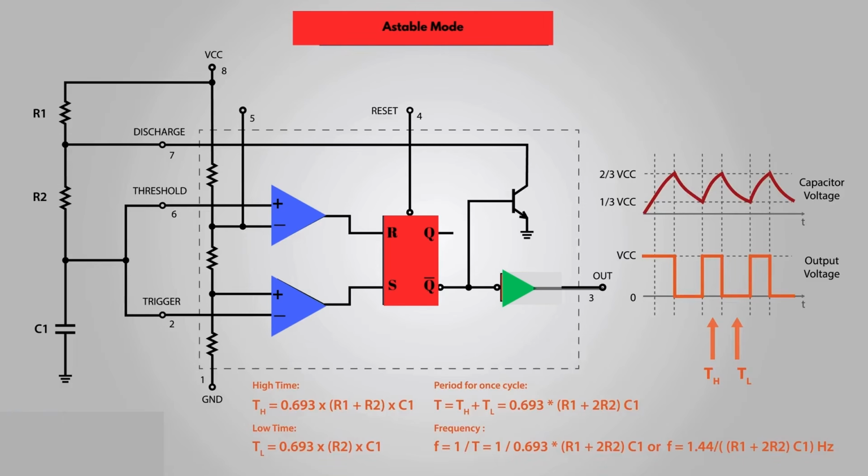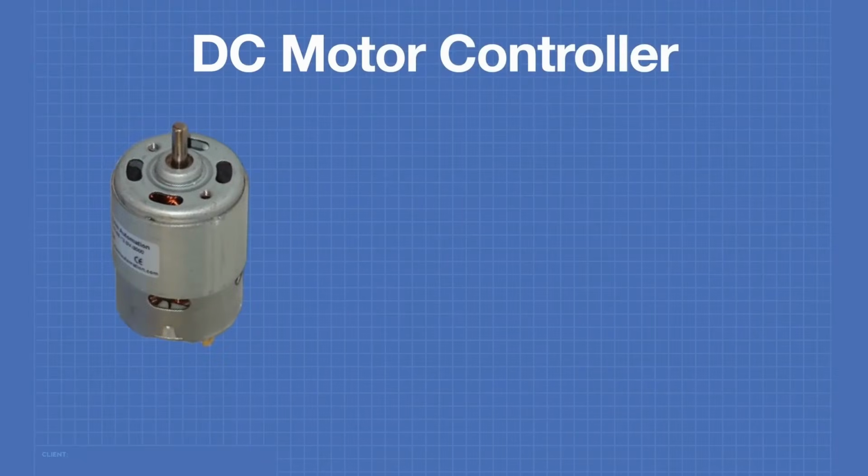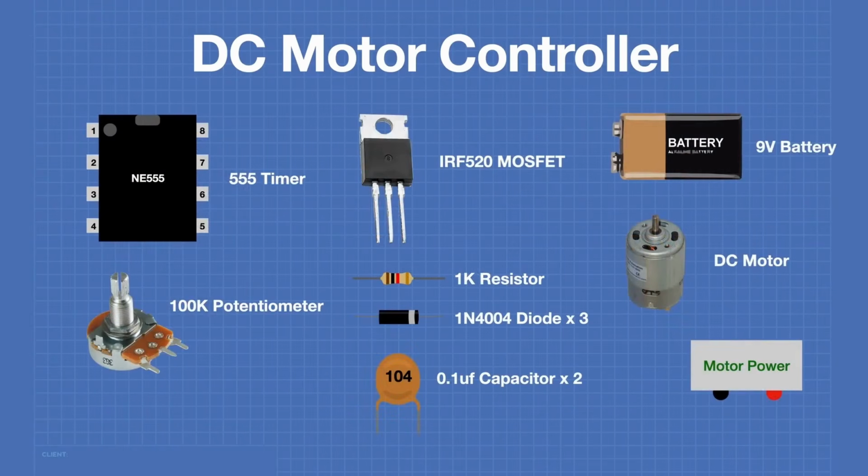If we make some modifications to this circuit, for example, replace the R2 resistor with a variable resistor or a potentiometer, we can instantly control the frequency and duty cycle of the square wave. Now, let's make a real project to control a DC motor using the 555 timer. Here are the components we're going to need to build the DC motor controller. We require a 555 timer, a 100K linear potentiometer, 1 MOSFET, 1K resistor, 3 diodes, 2 capacitors, a 9 volt battery, a DC motor, and a power source for the DC motor.